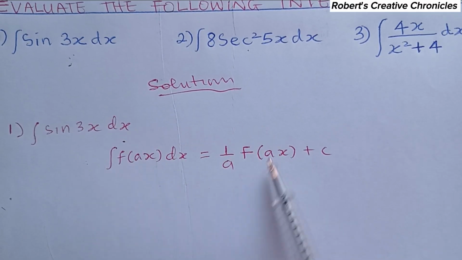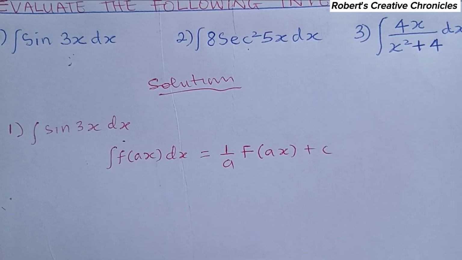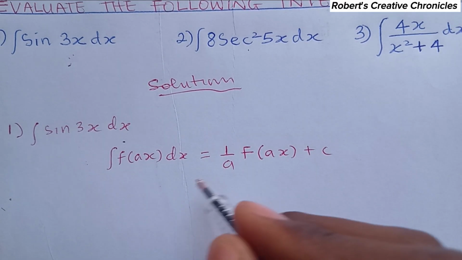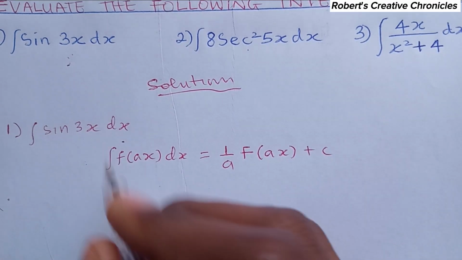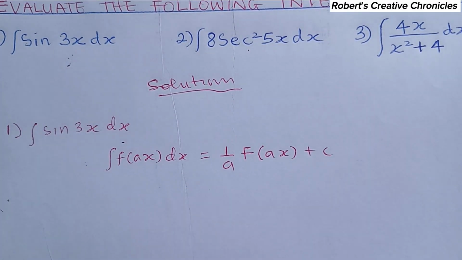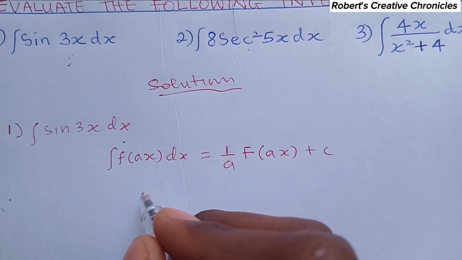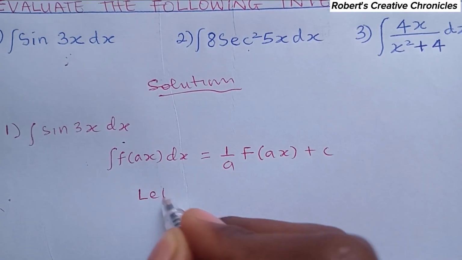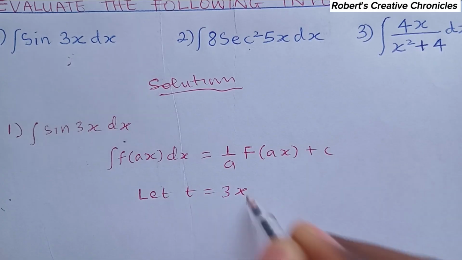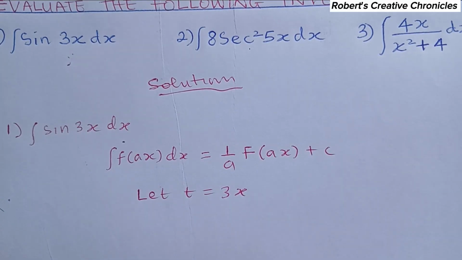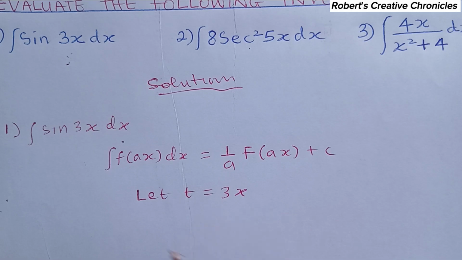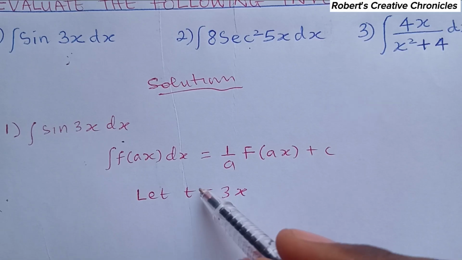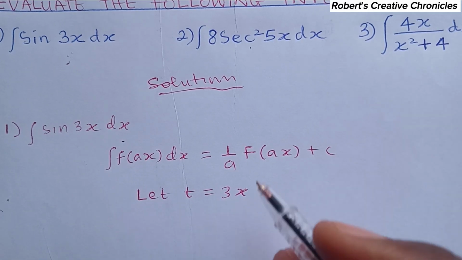But I want to show you the longer method. The shortcut you can use during OBJ or CBT exams, but let me show you the actual longer method. Now we'll use the substitution method. You can use any variable, but I like using t. So let t equal 3x. It's the same thing, but the longer method is the longer method. Actually, most lecturers prefer this one in essay exams.